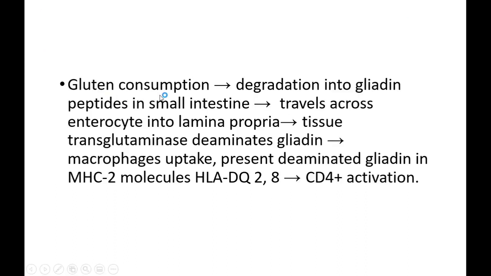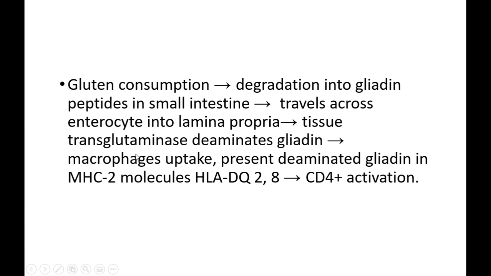With gluten consumption, there will be degradation or simplification of this protein into amino acid peptide, gliadin, in the small intestine, in the lumen. This gliadin peptide travels across the enterocyte to reach the lamina propria, entering the mucosa. With the effect of the tissue transglutaminase enzyme, it will be deaminated.